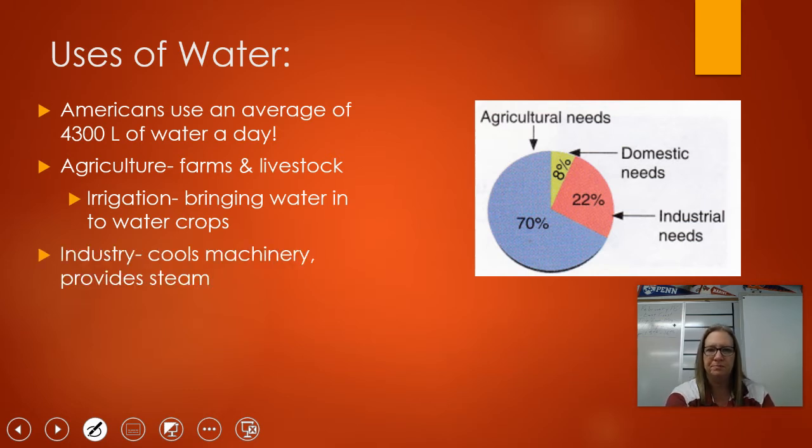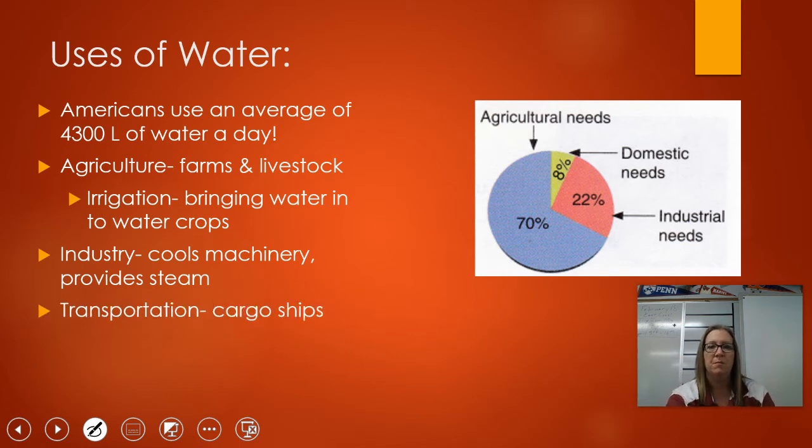Industry is another big one. All these factories, we talked about the hydroelectric dams and turbines in the last chapter. A lot of those turbines are turned with the use of steam. Okay, so in industry, water is frequently used to cool machinery as it's moving, or the water's heated up and that produces steam, and then that gets machinery to move.